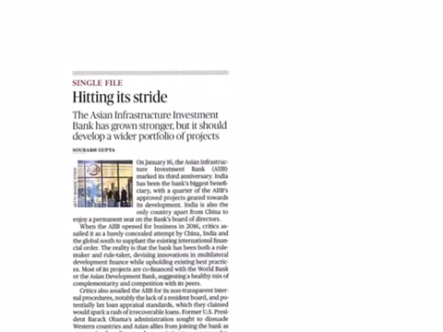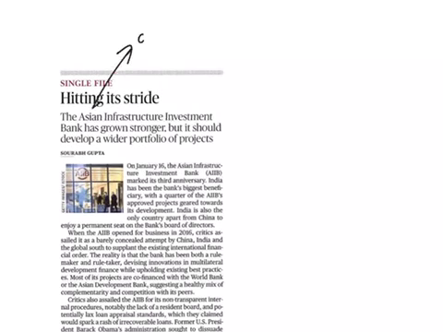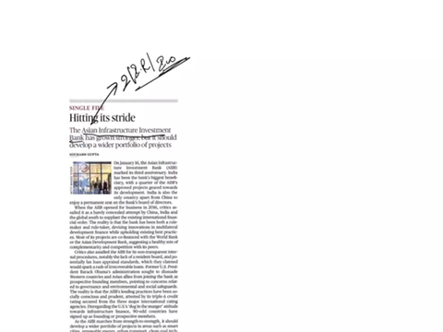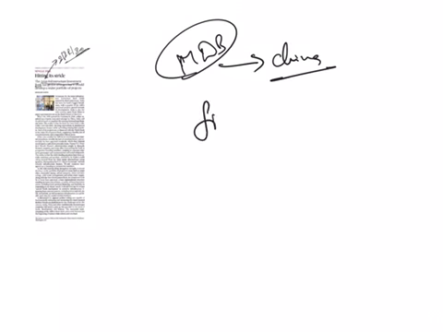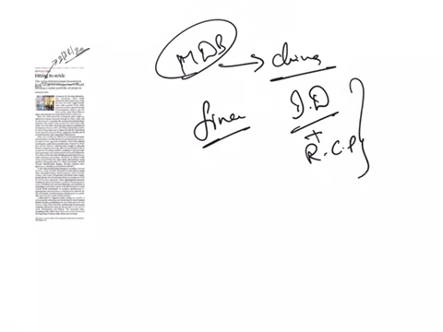The next article is hitting its stride. This article comes under GS paper 2 under the topic of international relations, and here the subtopic is international organizations. From this article, now we are going to see about Asian Infrastructure Investment Bank. This is a multilateral development bank which is initiated by China with an objective to provide finance to infrastructure development projects and regional connectivity projects in Asia Pacific region. This bank is viewed as Asia's response to the West dominated Asian Development Bank and World Bank.